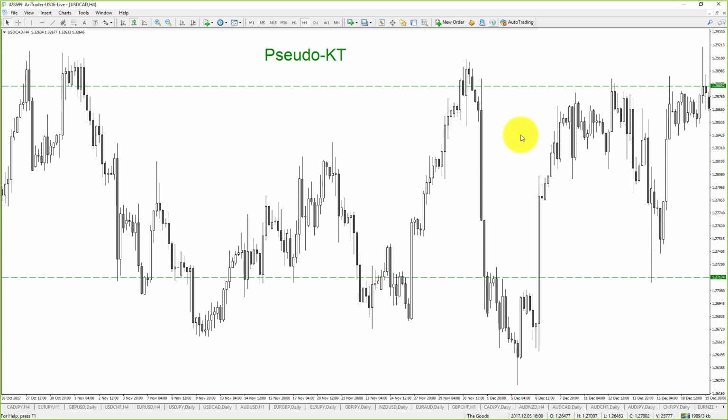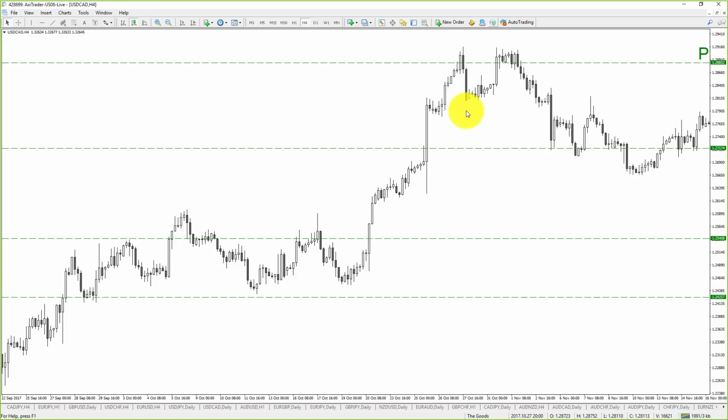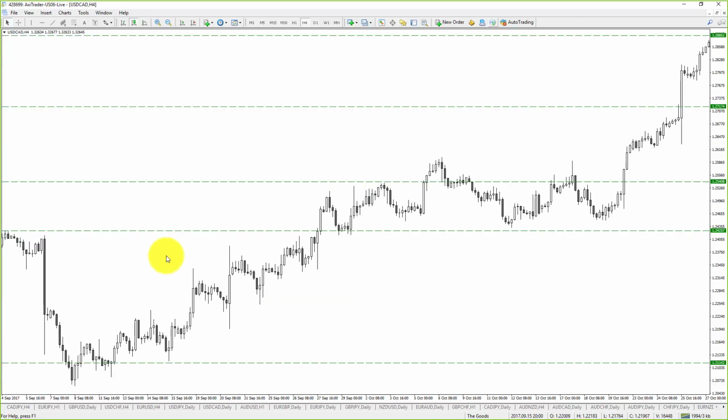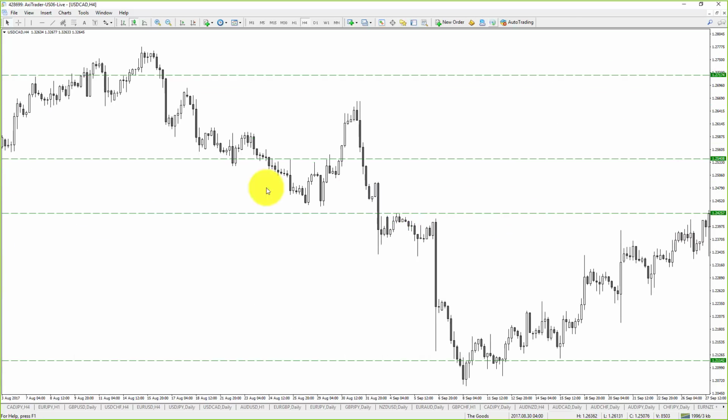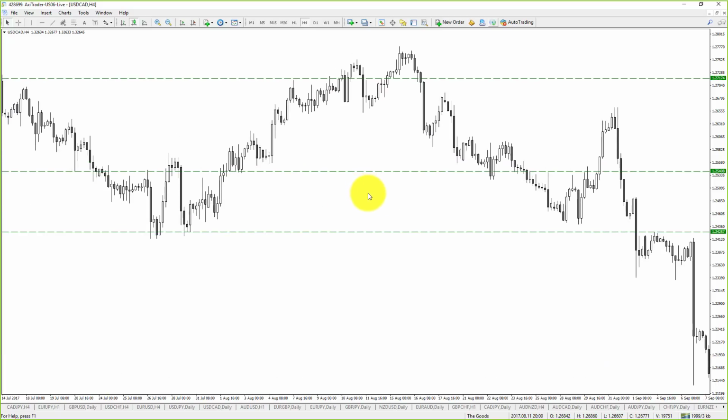So that's one. It's just simply wait for the market to hit a support and resistance level and print a reliable pattern, a reversal signal. All right, shall we move on to number two?